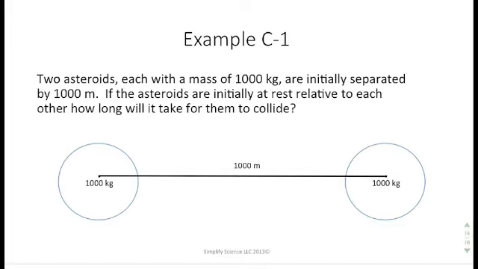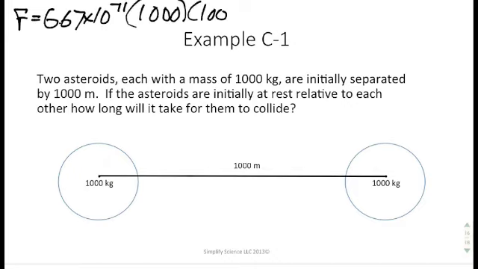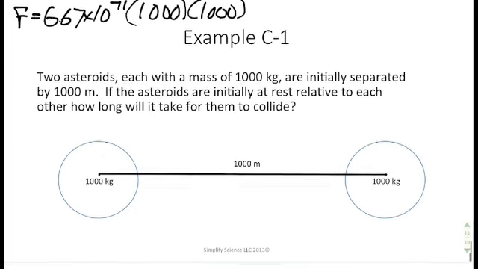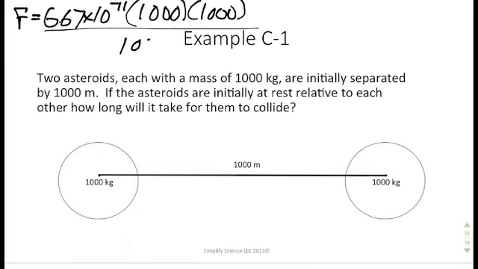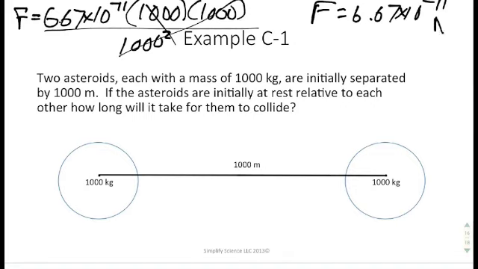The first thing you want to do is calculate the gravitational force between these two things. So we're going to use Newton's law of universal gravitation, and we're going to say F equals 6.67 times 10 to the minus 11th times 1,000 times 1,000 divided by 1,000 squared. And so the math works out perfectly in that these terms cancel, and the gravitational force is 6.67 times 10 to the negative 11th newtons.